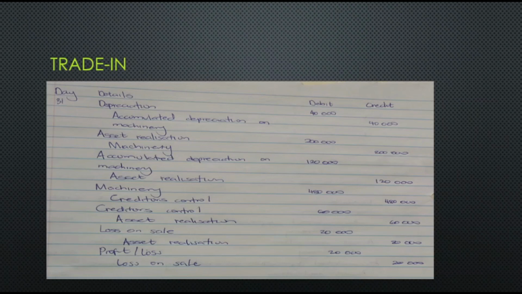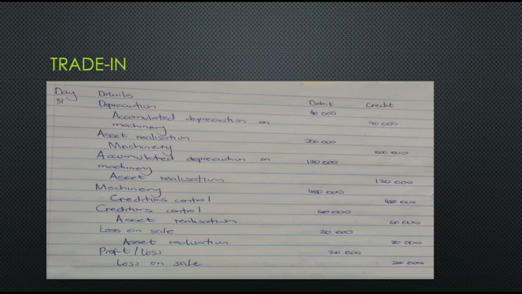So the first thing that you're going to do is record the depreciation for the year of 40,000 which was given to you. You debit depreciation, credit accumulated depreciation on machinery. Now you've disposed of an asset and the cost of the asset was 200,000. So for the disposal of the asset at cost price, you're going to credit your machinery and then debit your asset realization account.